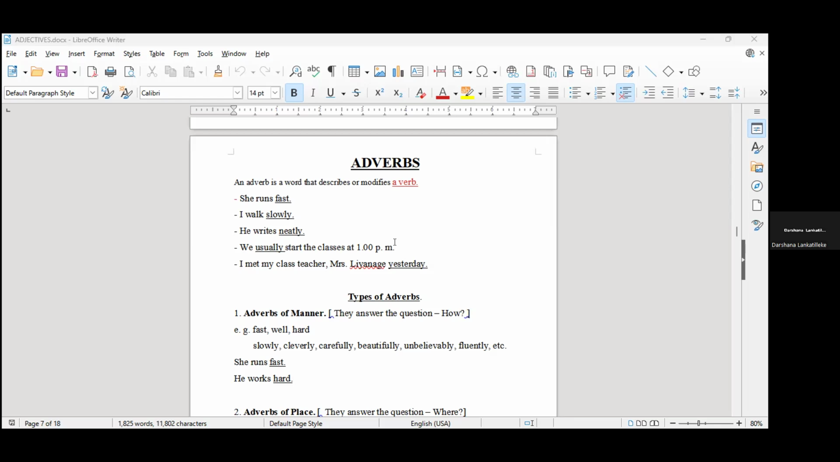Next one also you can see, he writes neatly. Writes is the verb, neatly is the adverb, right? Writes how? Neatly, okay?